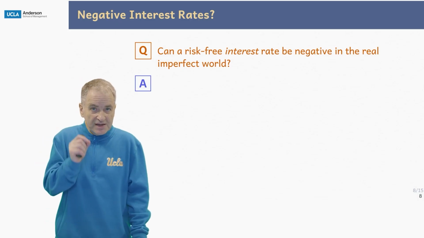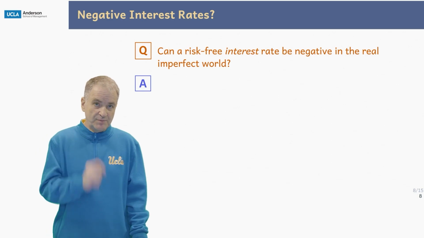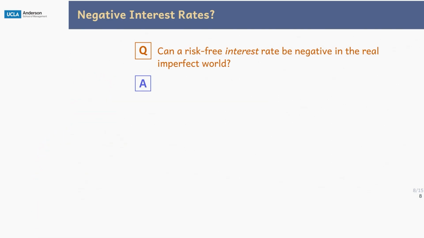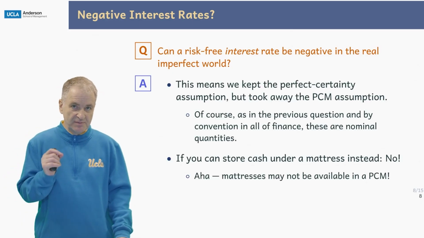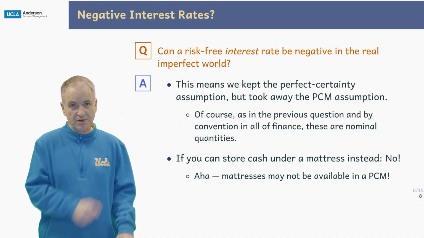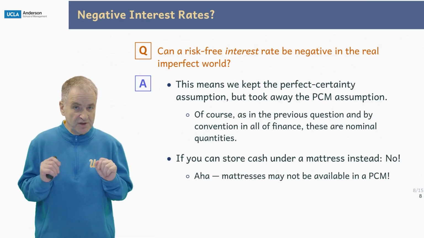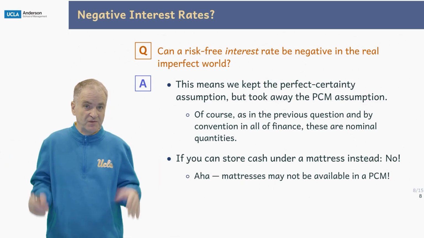Can a risk-free interest rate be negative in the real imperfect world? Not the perfect capital market, an imperfect capital market. Please pause this video now, answer the question on a piece of paper, and then continue. The way the question is phrased means we kept the perfect certainty assumption, but took away the perfect capital markets assumption. Of course, as in the previous question, by convention in all of finance, these are nominal quantities. They're not real. So, of course, real interest rates are actually often negative in the real world.